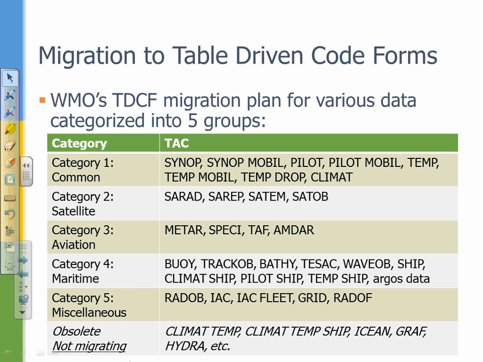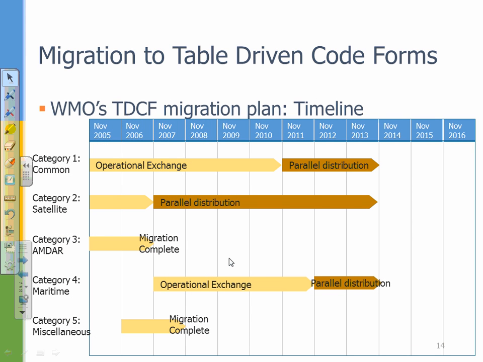Some of the obsolete ones, like CLIMAT TEMP or HYDRA, you probably don't see so much these days. These ones are not actually in the migration plan, so you don't need to migrate basically if you have one. So this is the timeline of WMO's migration plan.